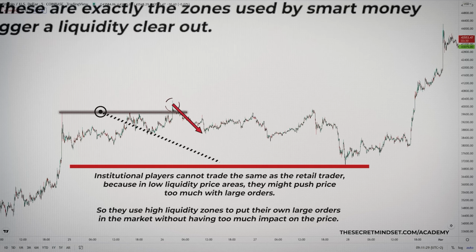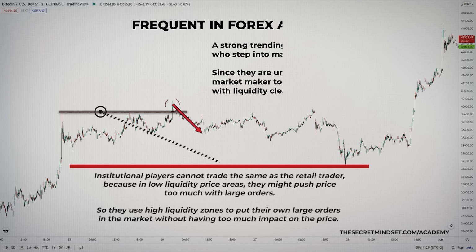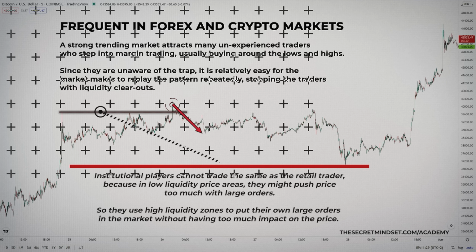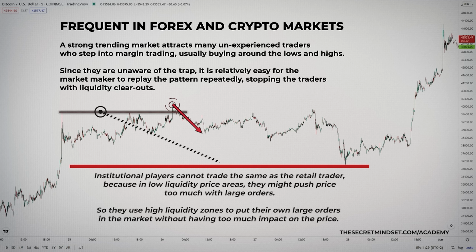So they use high liquidity zones to put their own large orders in the market without having too much impact on the price. Clearouts of liquidity are frequent in crypto and Forex markets because a strong trending market attracts many inexperienced traders who step into margin trading, usually buying around the lows and the highs. Since they are unaware of the trap, it's relatively easy for the market maker to replay the pattern repeatedly, stopping the traders with liquidity clearouts.